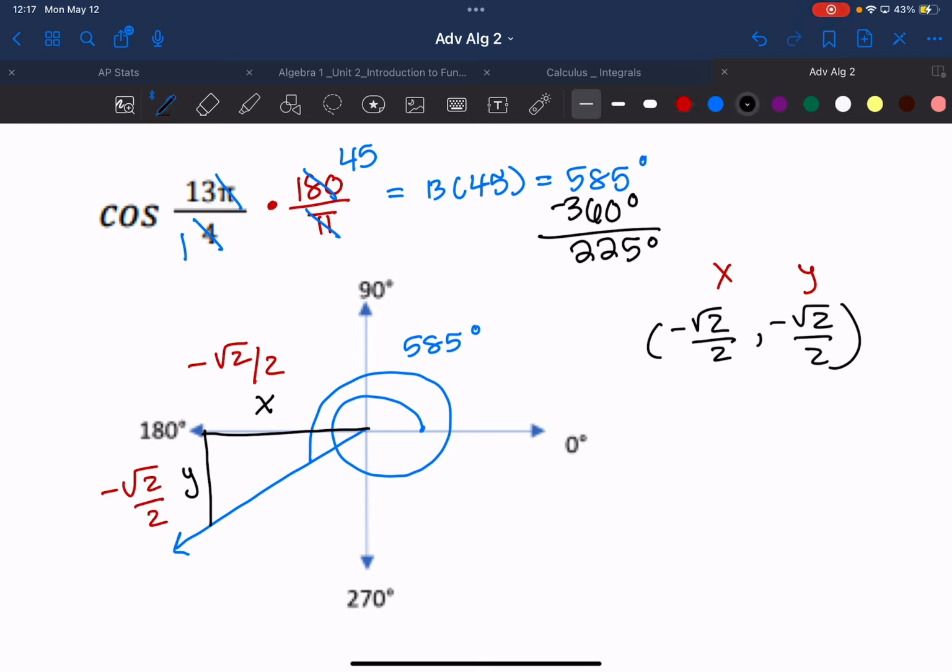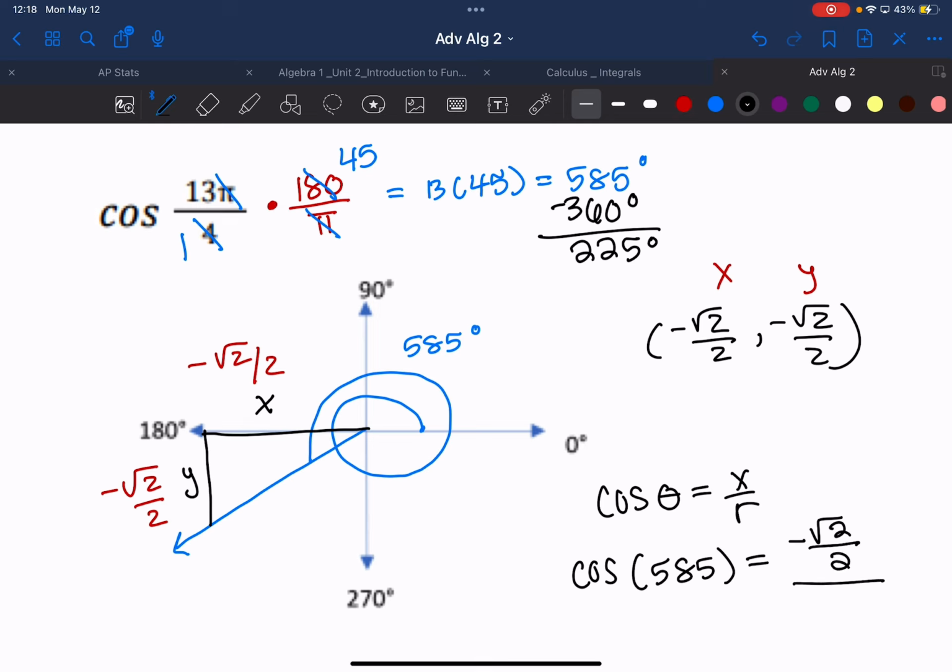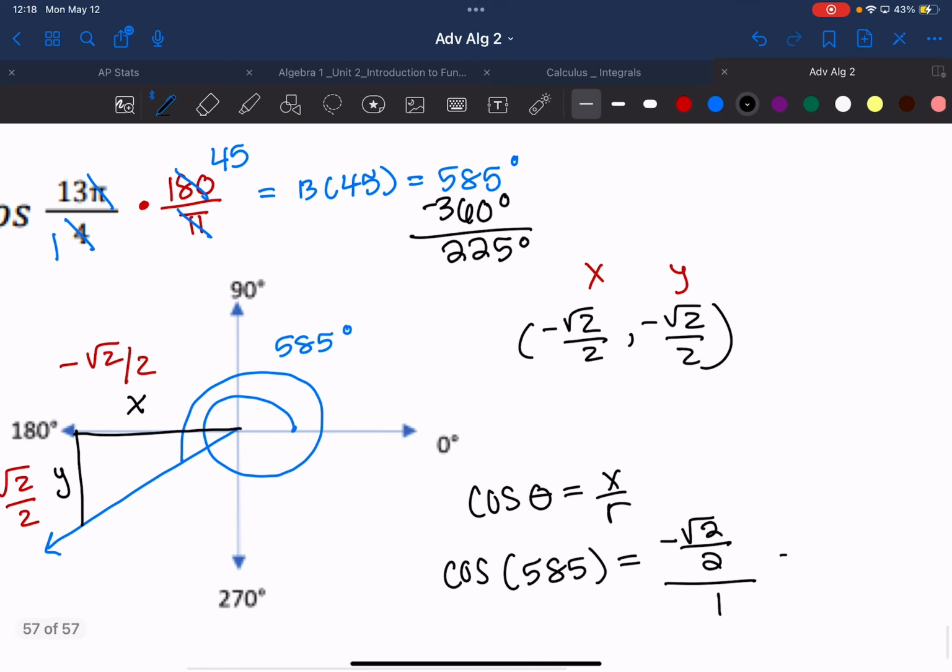And then in my original problem, it wants us to find cosine. So cosine of theta is equal to which ratio? X over r. So cosine of 585 degrees, that's what it's asking us to find originally, is equal to x, which is negative square root of 2 over 2, divided by r, and r is always 1, which means our answer here is negative square root of 2 over 2.